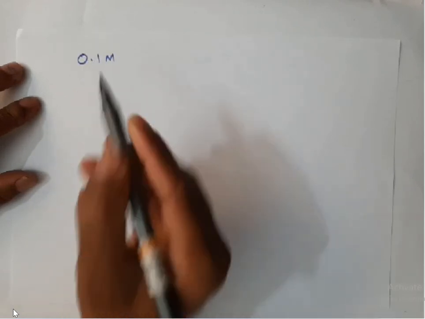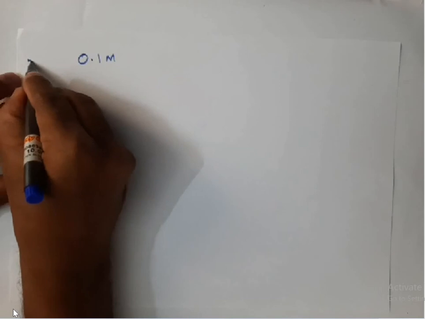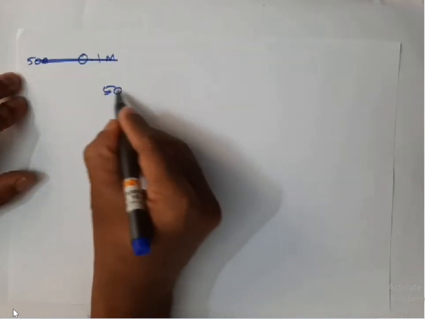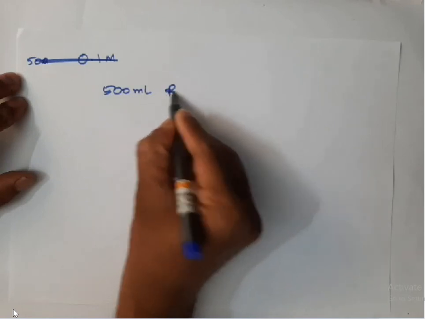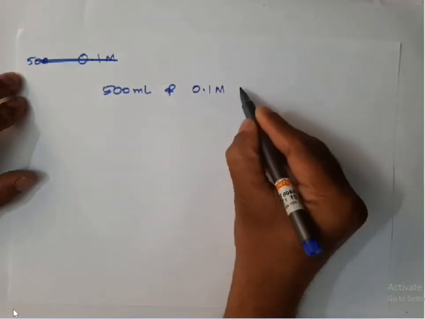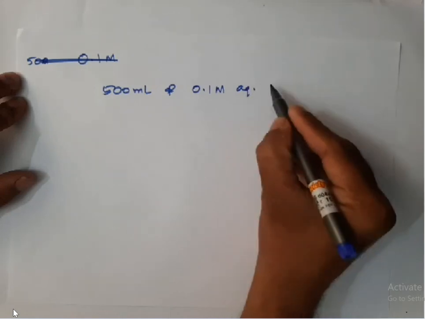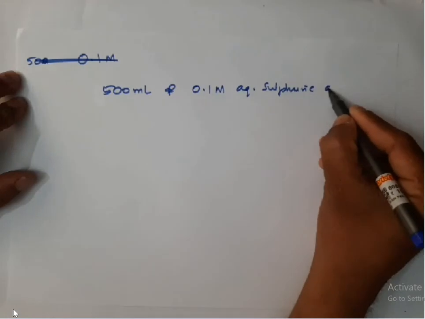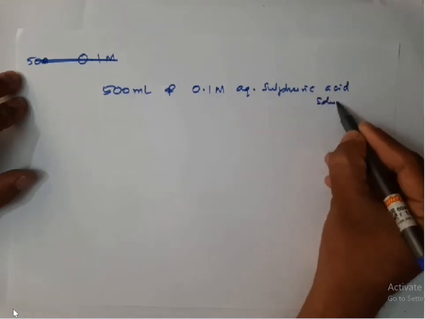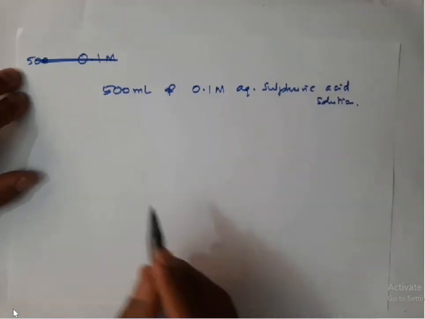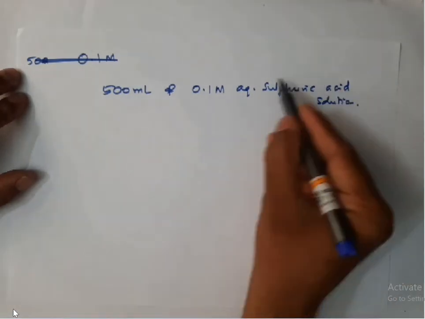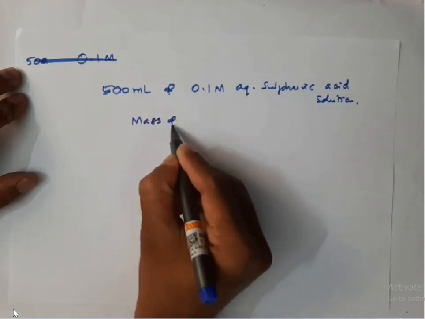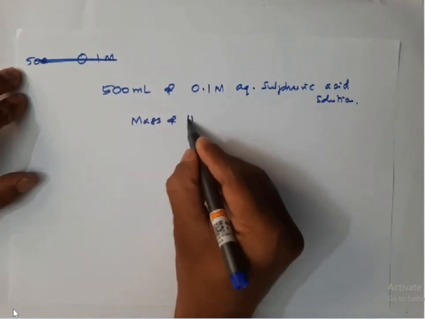Say I have 500 ml of 0.1 molar aqueous sulfuric acid. I have an aqueous sulfuric acid solution. Find the mass of sulfuric acid, H2SO4, present in the solution. That is the question.